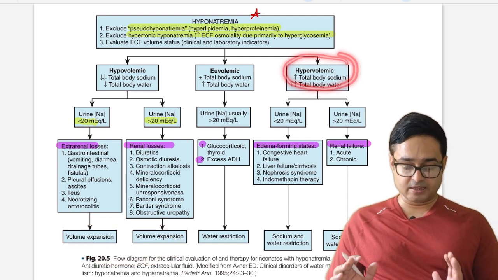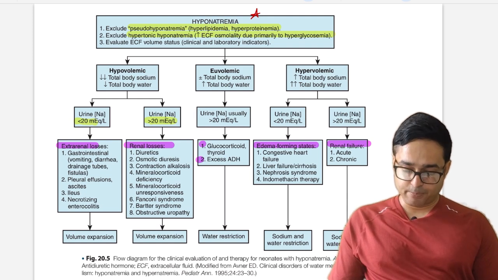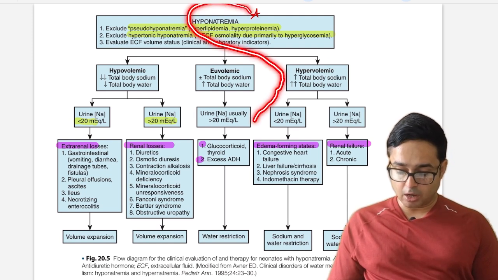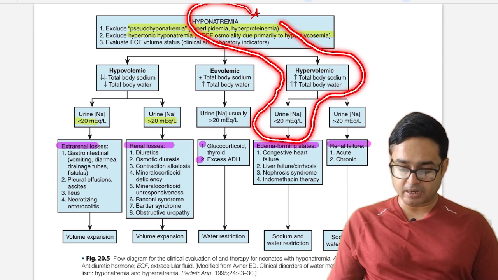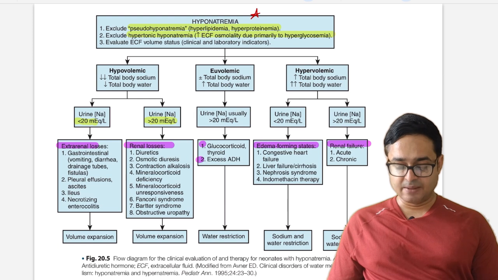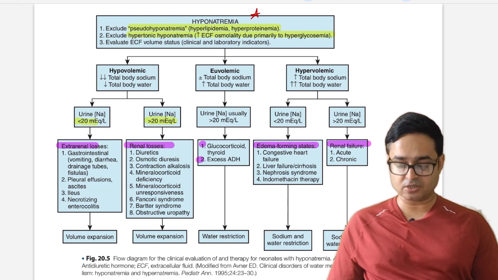Hypervolemic. Okay, this is interesting. Hyponatremia along with hypervolemia, along with urinary sodium less than 20 milliequivalent per liter. So if this combination is there, these conditions are edema forming states like CHF, nephrotic syndrome, liver failure, cirrhosis. You have to do sodium and water restriction.